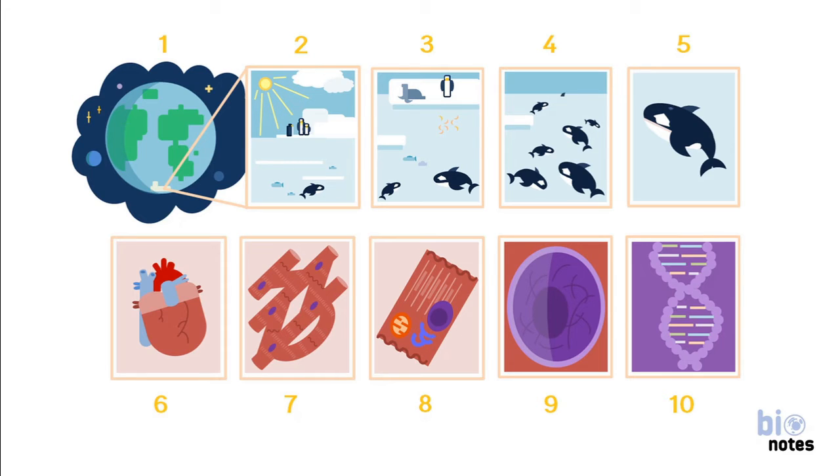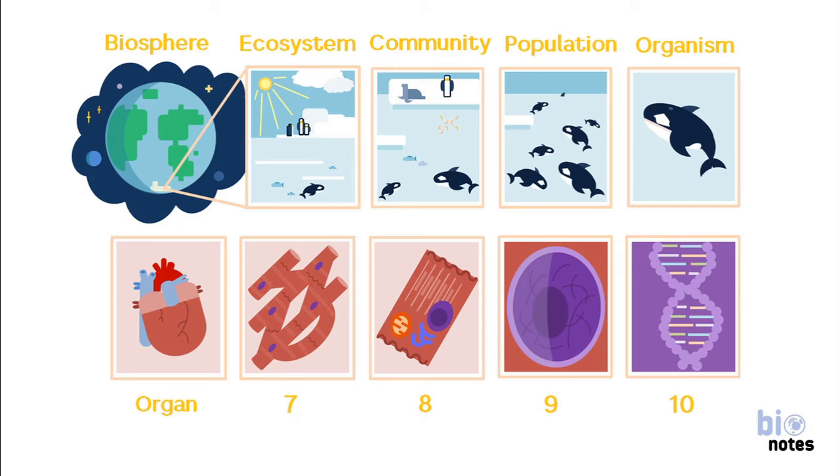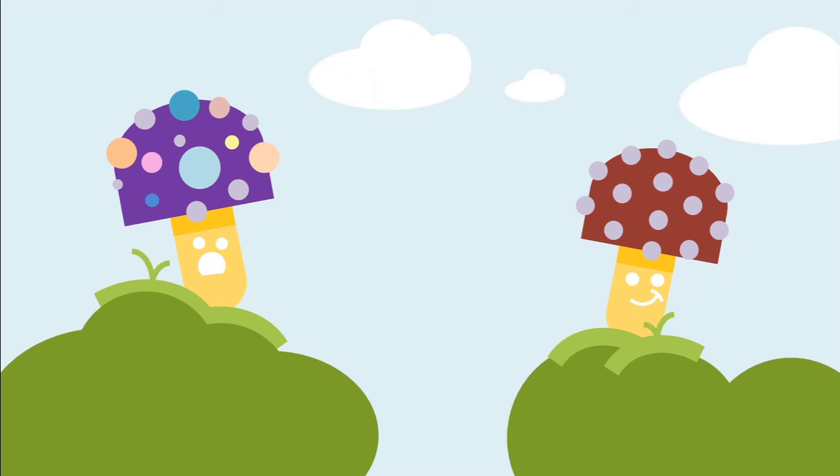So here are all the levels of biological organization in order. The biosphere contains many ecosystems. The living members of an ecosystem are called a community. Communities contain populations. An individual member of a population is an organism. Complex organisms contain organs. Organs are made up of tissues. Tissues are made up of cells. Cells contain organelles. And finally, organelles are composed of molecules.